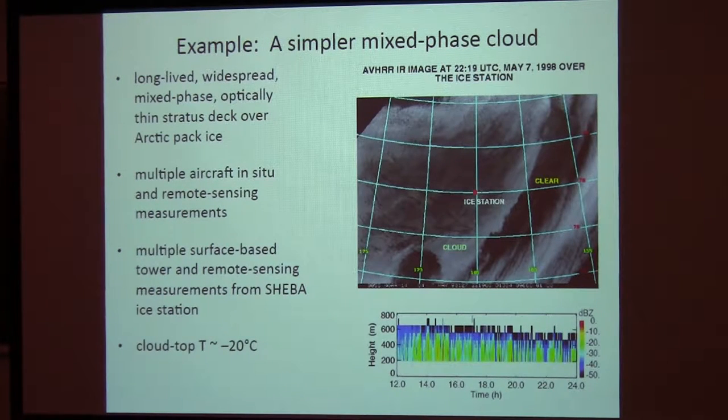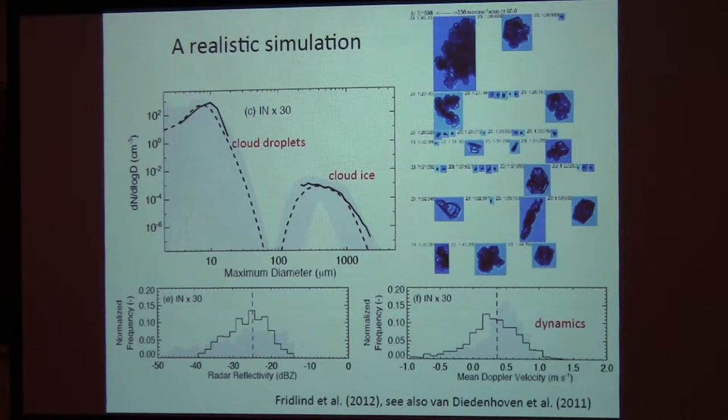This is from the SHEBA campaign. It's quite an old case now, 1998. A very appealing thing about this case is that we had ice nuclei measurements, at least that's why we studied it. It's a long-lived, widespread, mixed-phase, optically thin stratus deck over Arctic pack ice, cloud top around 600 meters, continually precipitating ice from a liquid phase cloud for 12 hours in this observed case, with a cloud top temperature of about negative 20. So we know that all of this ice is formed heterogeneously. I'll come back to that point in a minute.